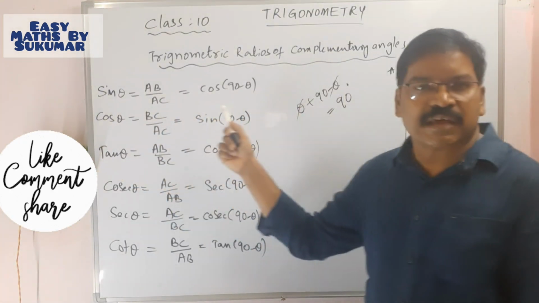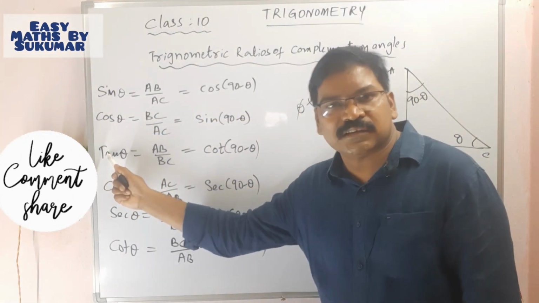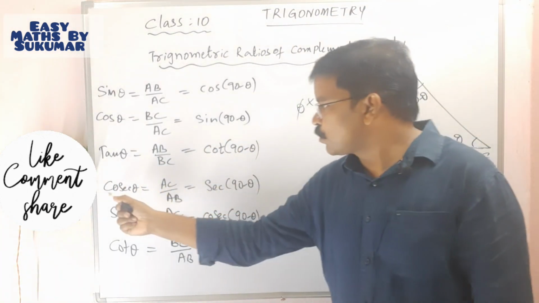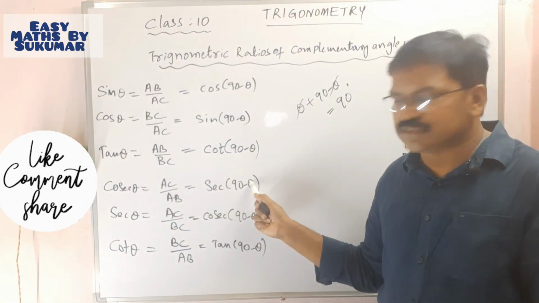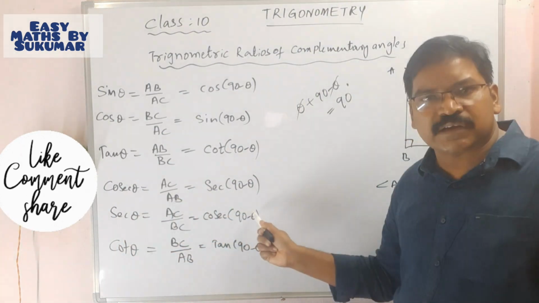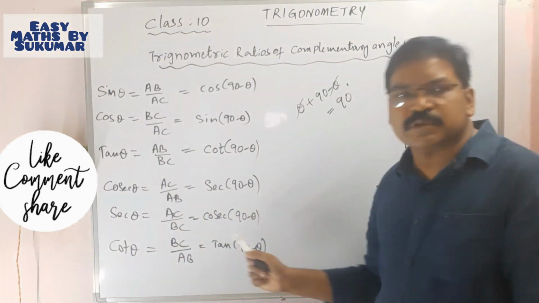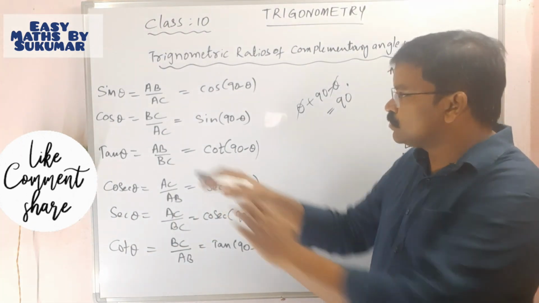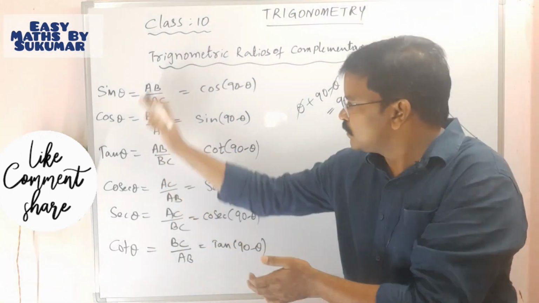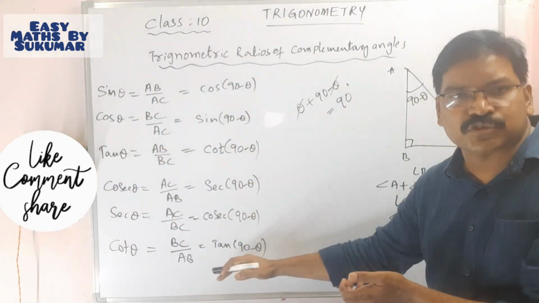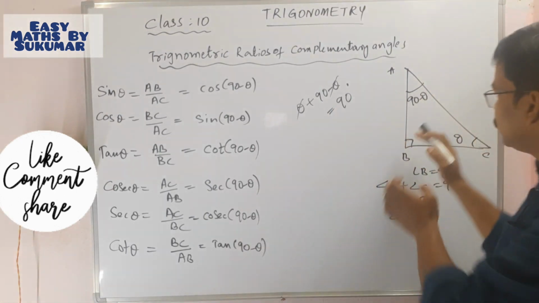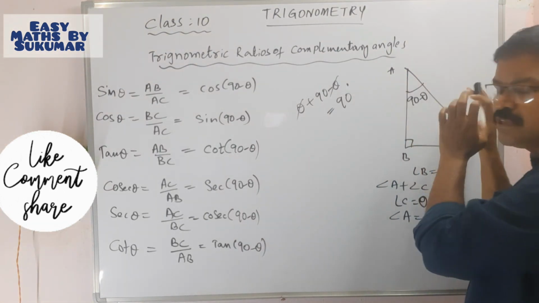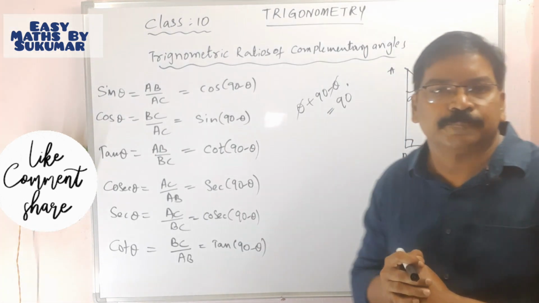So sin theta means cos 90 minus theta. Cos theta means sin 90 minus theta. Tan theta means cot 90 minus theta. Cosecant theta means secant 90 minus theta. Secant theta means cosecant 90 minus theta. Cot theta means tan 90 minus theta. So all these six ratios of complementary angles, we got from only this right angle triangle.